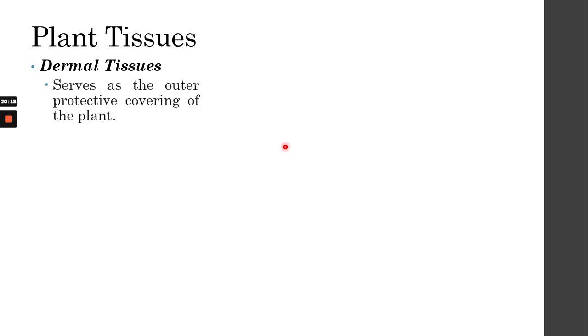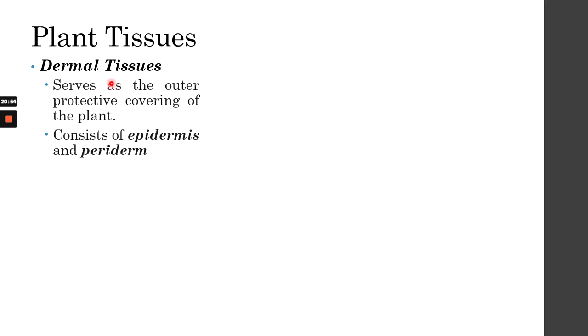The function of the dermal tissues is that they serve as the outer protective layer, or basically the covering of the plant, which protects it. It's very similar to our skin. Our skin, or our dermis, is an organ which is the outer covering which separates us from the external to our internal condition. And it is very important because it serves as a protection.